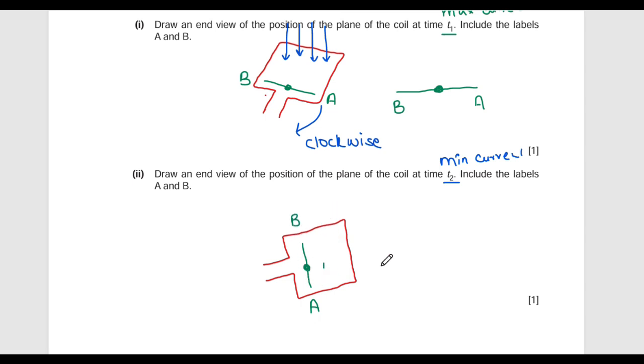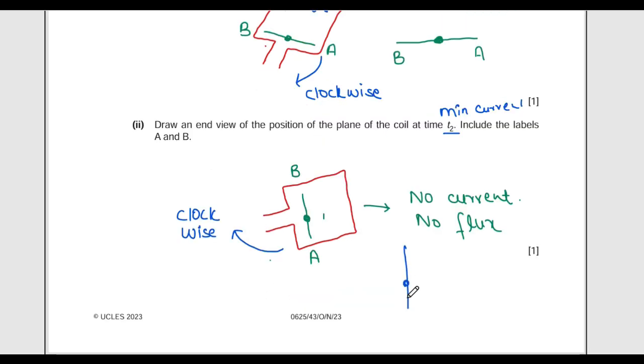Again, the current is minimum, no current, no flux, and the end view will be a straight vertical line with B upside.